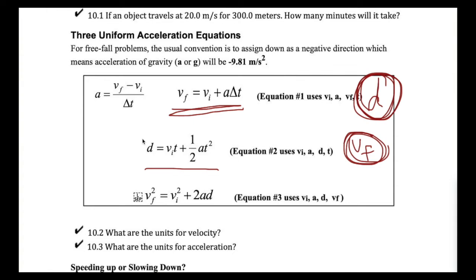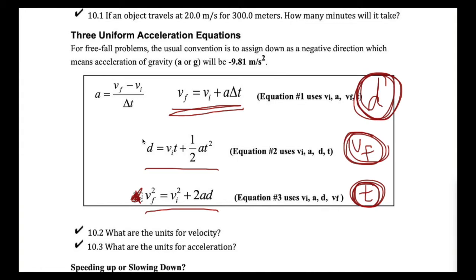And in this third one, VF squared equals VI squared plus 2AD, you'll notice that there is no time. That's why we have three different equations. You'll just use whichever equation matches your inventory.